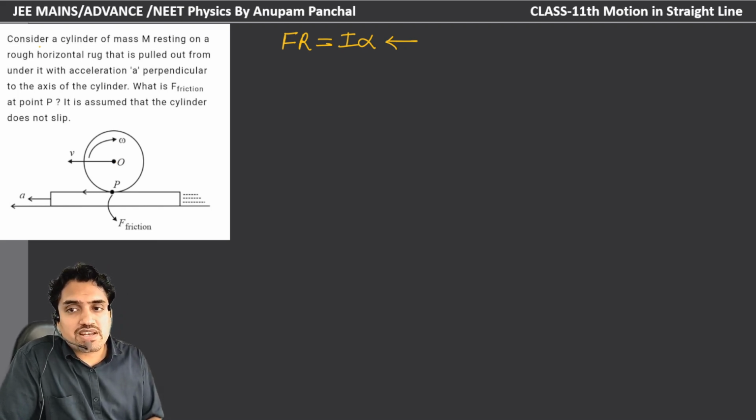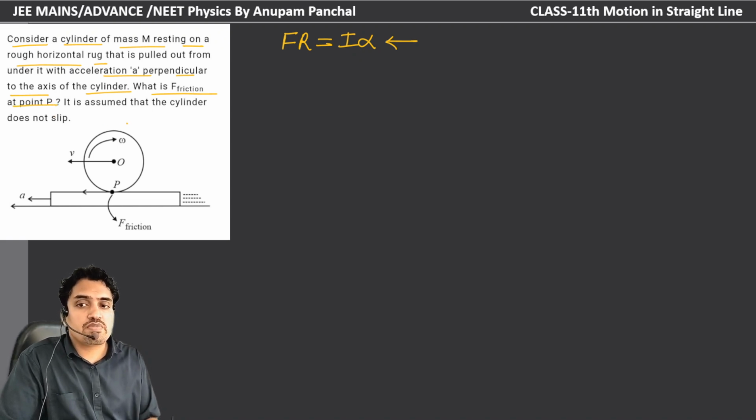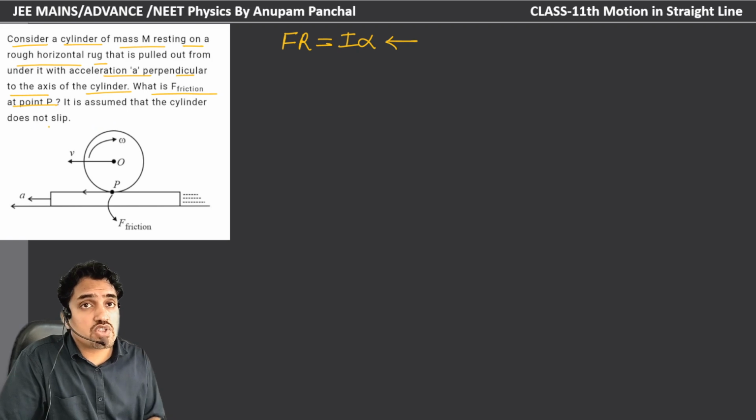So the question is: consider a cylinder of mass m resting on a rough horizontal rug that is pulled out from under it with acceleration a, perpendicular to the axis of the cylinder. What is the frictional force F friction at point P, assuming the cylinder does not slip?